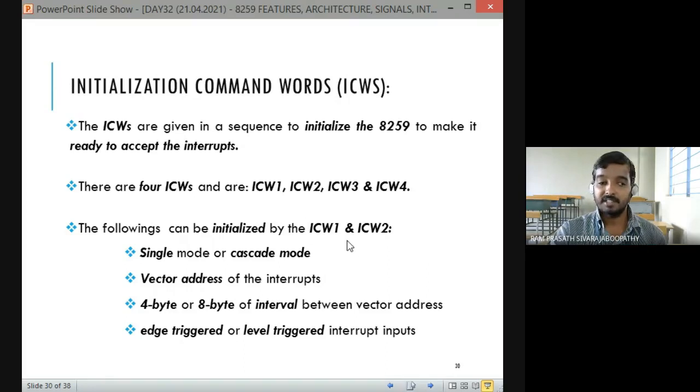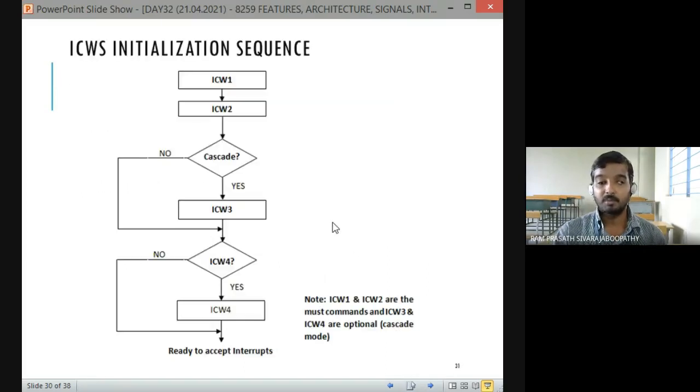Fine. In ICW1, I decide single mode or cascade mode, and I decide whether ICW4 is needed or not. That means ICW1 and ICW2 are mandatory command words to initialize the 8259. Based upon the ICW1 command word you give, ICW3 and ICW4 may or may not be required. It is based upon ICW1 itself. Okay, let's look at the ICW1 command word format.